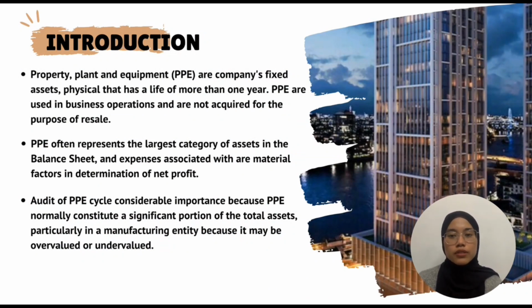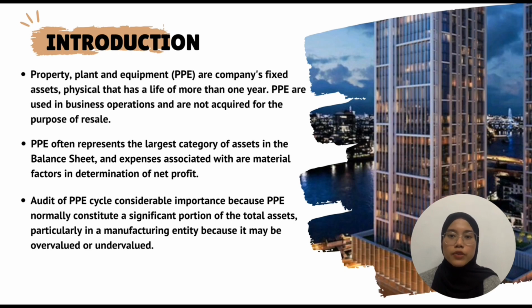I will present about the introduction to the audit of PPE, which is property, plant and equipment. So, what is PPE? PPE is a company's fixed asset. It is a physical or long-term intangible asset that has a life of more than 1 year, is used in business operations, and is not acquired for the purpose of resale. The most common PPE are buildings, machinery and others.